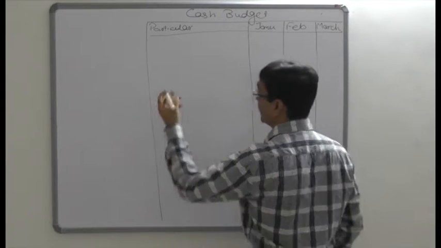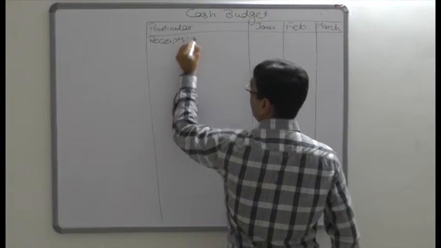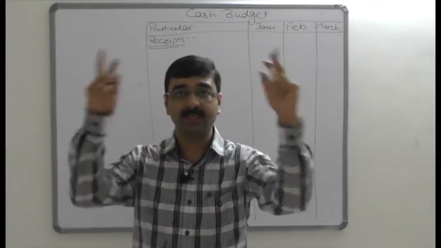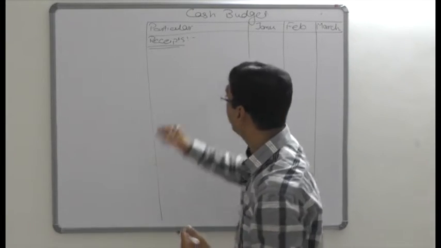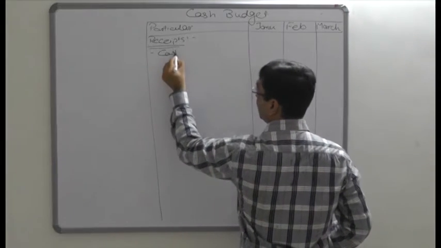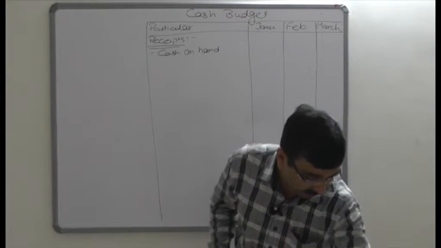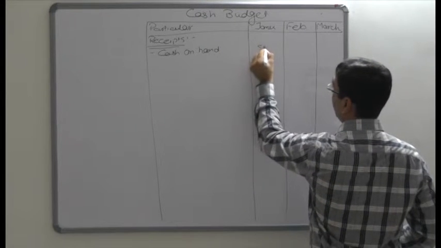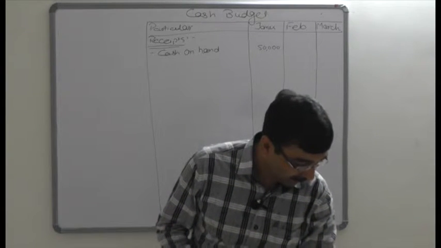Here, first always consider receipts. As we already discussed, this whole cash budget statement has been divided into two parts: the first part is the receipts part and the second part is the payments part. So we will first identify all receipts. Under that, cash on hand is given. So first is cash on hand, and on 1st January, as we've discussed, that is 50,000 rupees. So we have 50,000 rupees cash on hand on 1st of January.